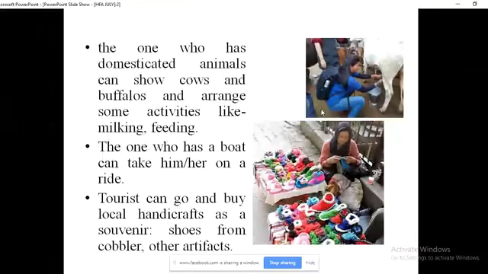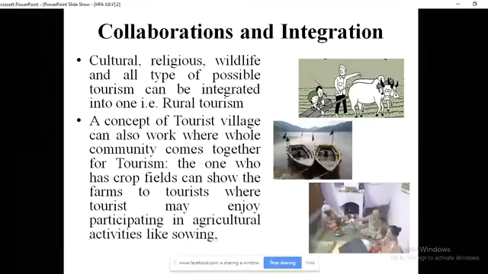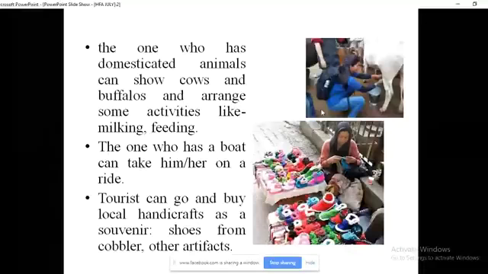Next, the one who has domesticated animals can show cows and buffaloes and arrange some activities like milking and feeding animals that tourists can enjoy. Tourists can come for a boat ride. The one who has a boat can take tourists on a boat ride. All these activities have to be integrated under one concept. There needs to be a collaboration.